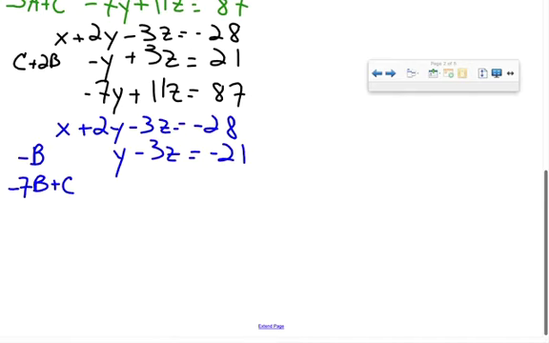And my y's are going to cancel out. I'll have -21z plus 10z, 11z, giving me -10z. Again, I need my calculator. -7 times 21 plus 87 is -60. And now we're almost there.